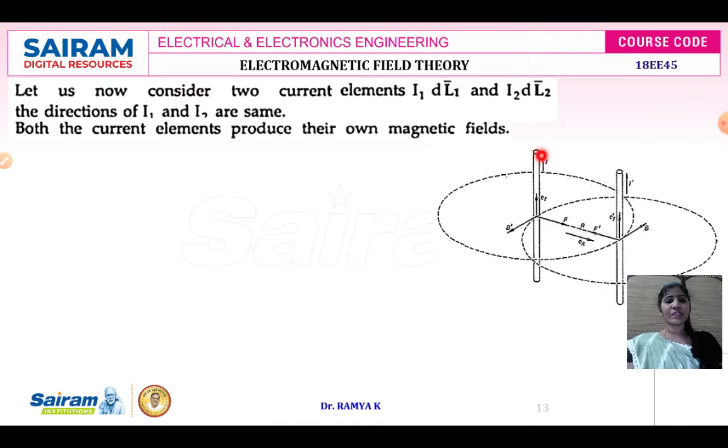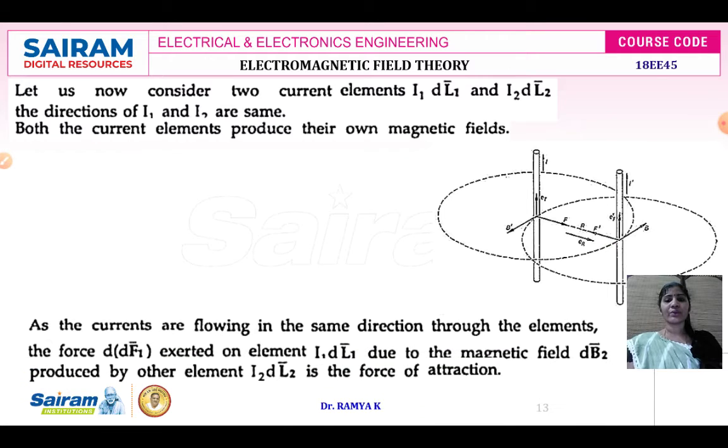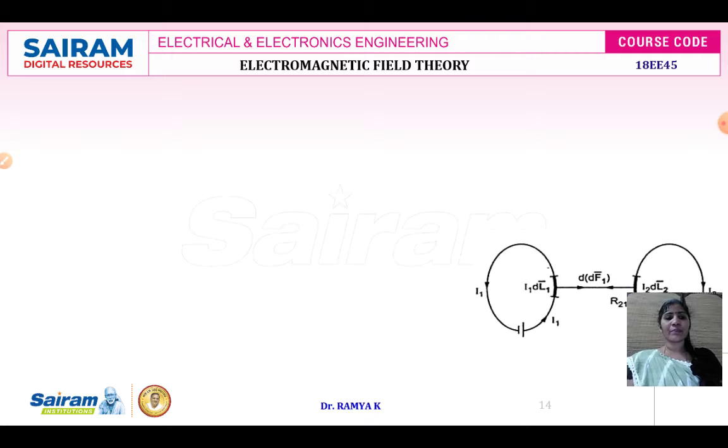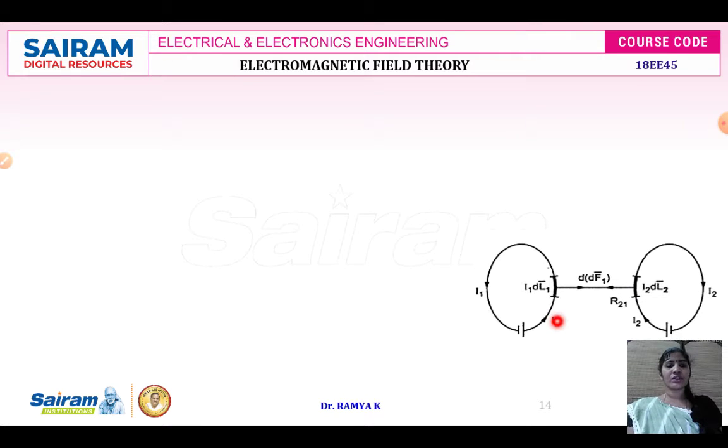When current I1 passes through conductor 1, it will produce its own magnetic field. Similarly, when current I2 passes through conductor 2, it will exhibit its own magnetic field. Due to the interaction of one magnetic field with the other current carrying conductor, there will be a force exerted in the circuit. So we can say two forces will happen. One is on the first circuit, which is considered a closed current carrying conductor.